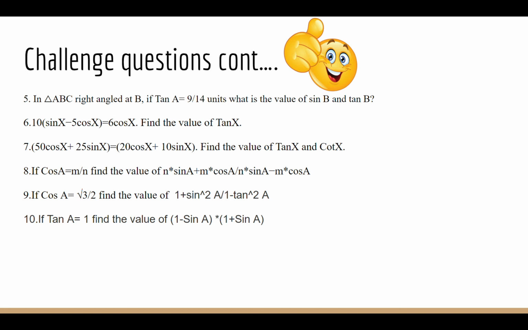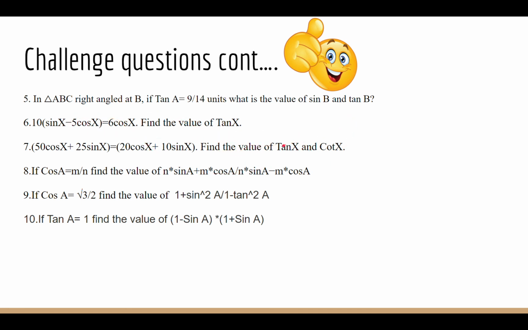Question number 7. 50 cos x plus 25 sin x is equal to 20 cos x plus 10 sin x. Now you will just do 50 cos x minus 20 cos x, which is 30 cos x, plus 25 sin x minus 10 sin x, which is 15 sin x. So it becomes 30 cos x plus 15 sin x.